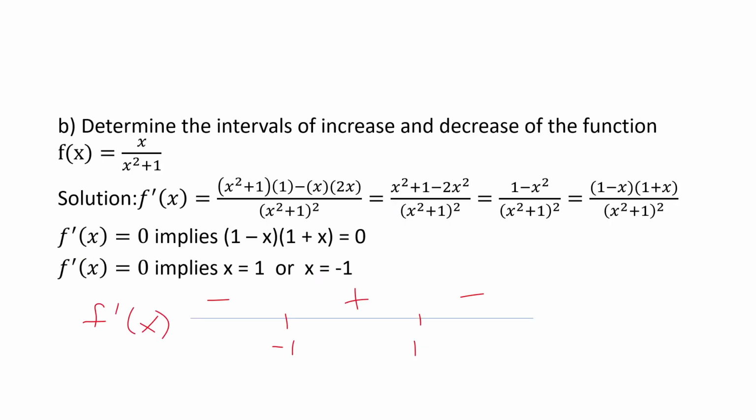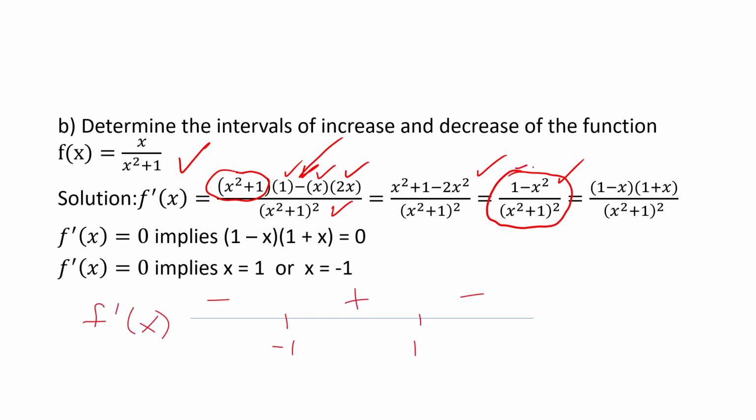Okay? Now, what if we wanted to determine intervals of increase and decrease of the function given here, x over x squared plus 1? Well, what we're going to do is use the quotient rule. So we write the denominator and the derivative of the numerator, and then the numerator with the derivative of the denominator. We make sure we have a minus sign in between over the denominator squared. And we take a couple of steps to simplify. And we get to this expression right here, 1 minus x squared all over x squared plus 1 quantity squared.